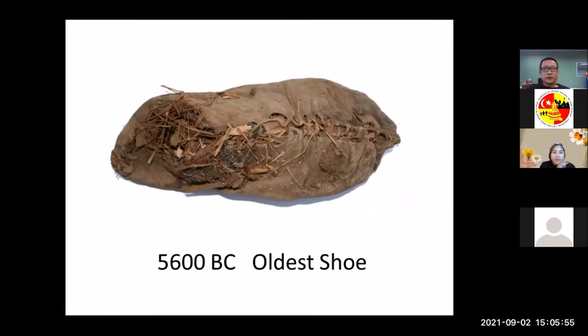This is the oldest shoe, found in about 5600 years ago in an Armenian cave. It's the oldest known leather shoe, made from a single piece of cowhide. Now the shoe is displayed at the History Museum of Armenia, Yerevan.